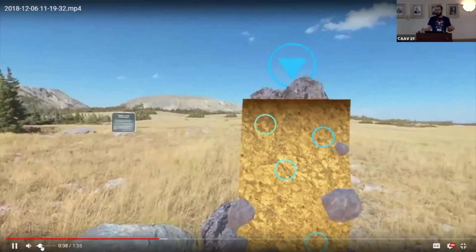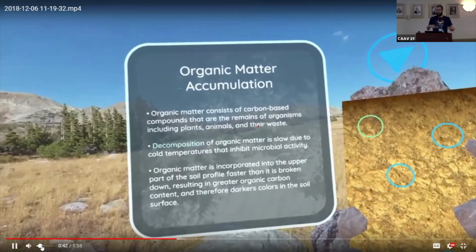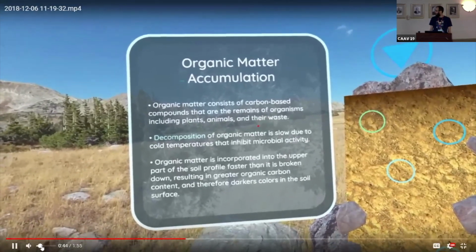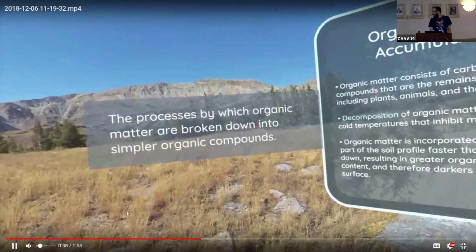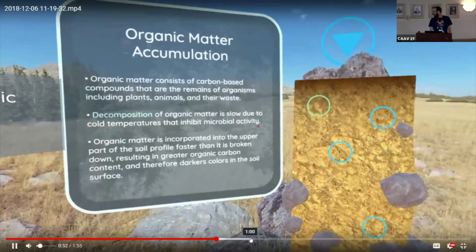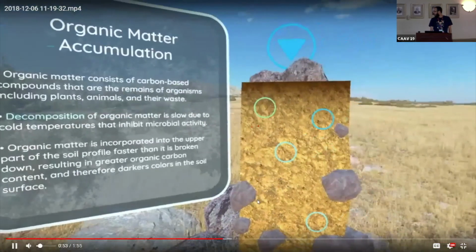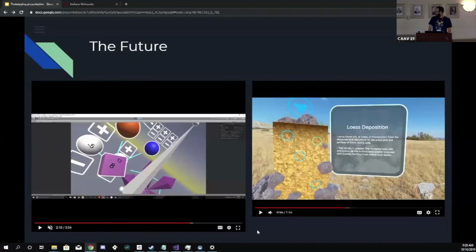So ideally, you'd be able to place those sort of interaction buttons and pop-ups and associate text with them. Animals and numbers. Decomposition of organic matter is slow due to cold temperatures that inhibit microbial activity. Less deposition. And then there are various other objects in that scene that are labeled and have audio cues.